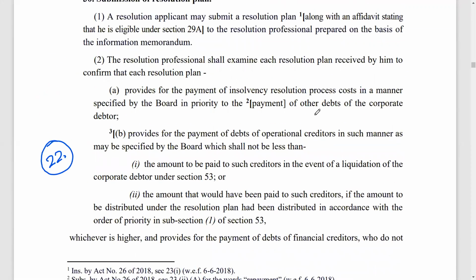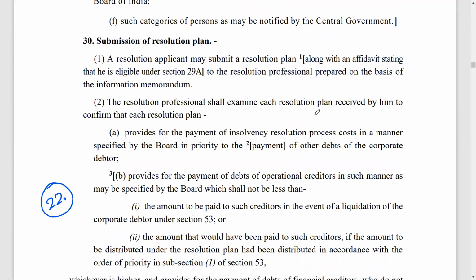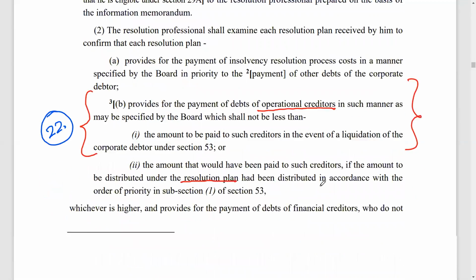Thereafter, this was another point on the submission of the resolution plan. So this amendment was made. When the resolution applicant submits the resolution plan, the operational creditors must be given at least the liquidation value. If the company gets liquidated today, whatever amount would have been paid to the operational creditor, that much amount should be paid in the resolution plan to such operational creditor. So be careful with this case.